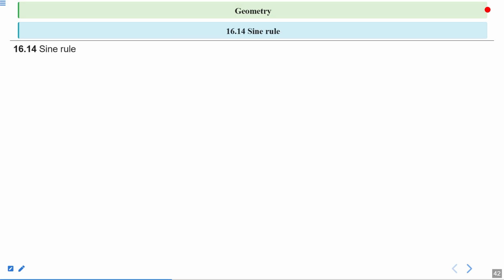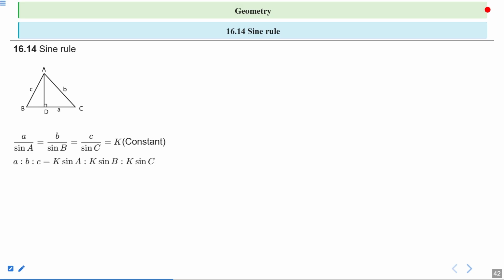Next one. Sine rule of the triangles. So this is the diagram of the triangle in which AD is the altitude and a, b and c are the corresponding sides of the triangle. So the formula of the sine rule is a upon sine A is always equal to b upon sine B equal to c upon sine C equal to constant K. So a ratio b ratio c is equal to K sine A ratio K sine B ratio K sine C, we can say that. So a ratio b ratio c becomes sine A ratio sine B ratio sine C.